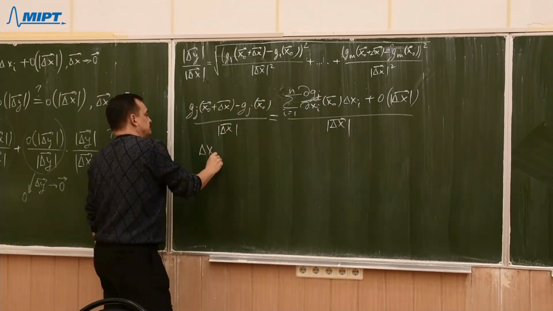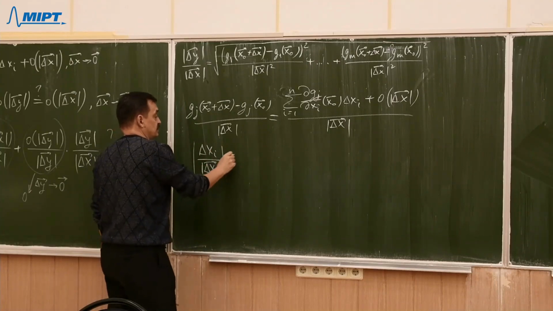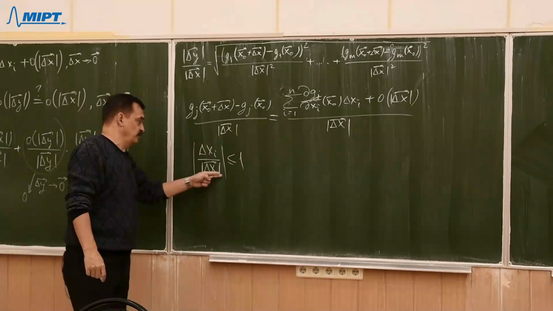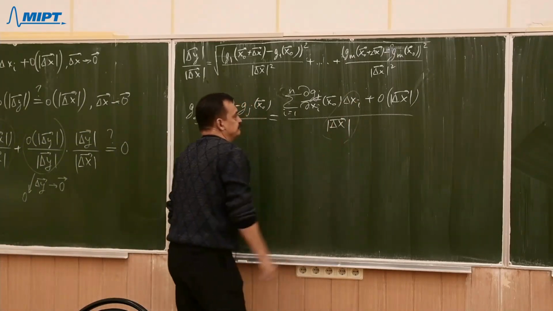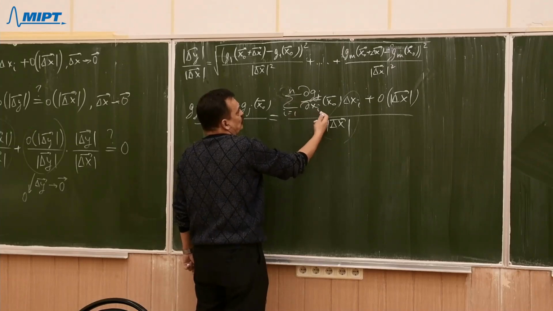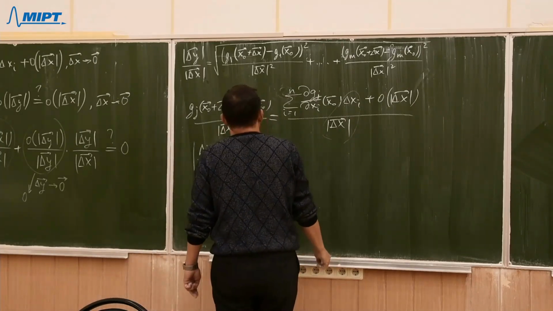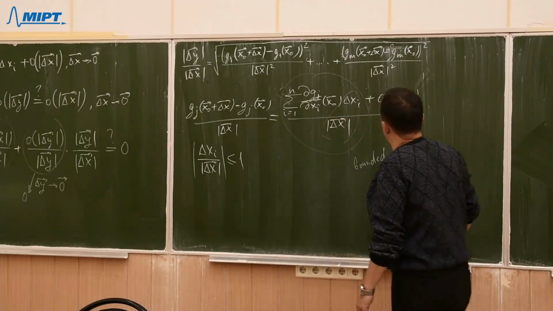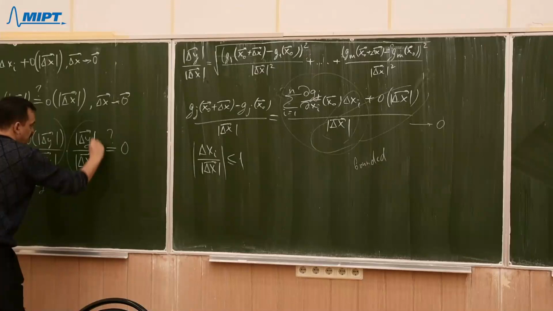Δxi over Δx in modulus is less or equal to 1. We did it today. Analogously, we divide one component by the length of the whole vector. So you see, that is bounded, right? And we have finitely many terms, a bounded expression times some number. So this quantity is bounded, and the rest tends to 0. So altogether we have here a bounded quantity.